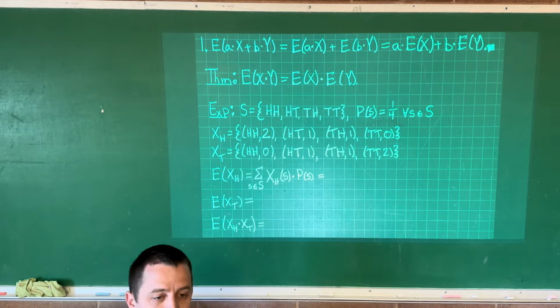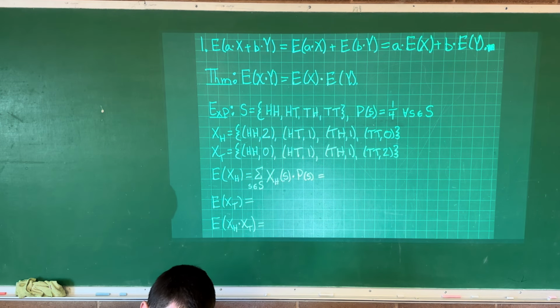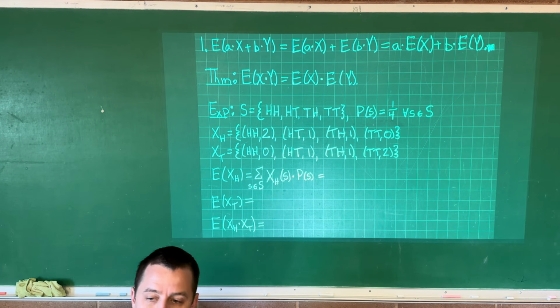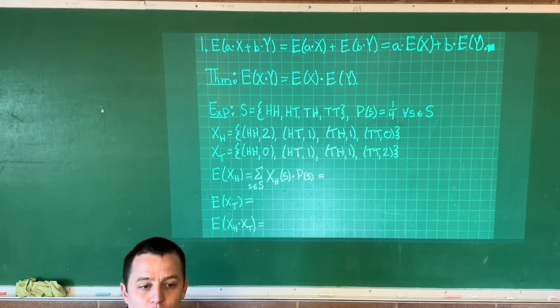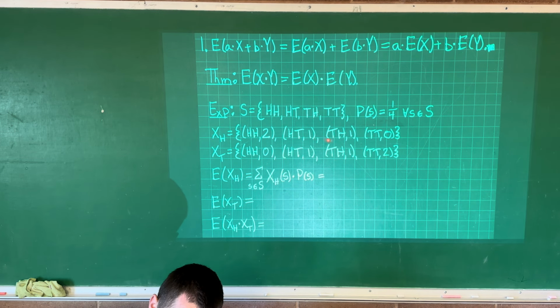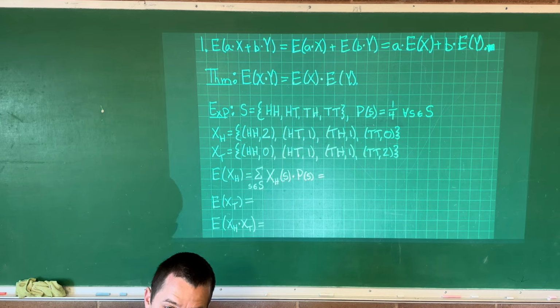X sub h is going to spit out the number of heads in one of your flips. X sub t is going to spit out the number of tails in one of your flips. To write it out in full detail, here's exactly what x sub h is. If you give it HH, how many heads is that? 2, so it spits out 2. If you give it HT, that's 1 head, so it spits out 1. If you give it TH, that only has 1 head, so it spits out 1. If you give it TT, it spits out 0. This function makes sense? Good? It just spits out however many heads were in the string.